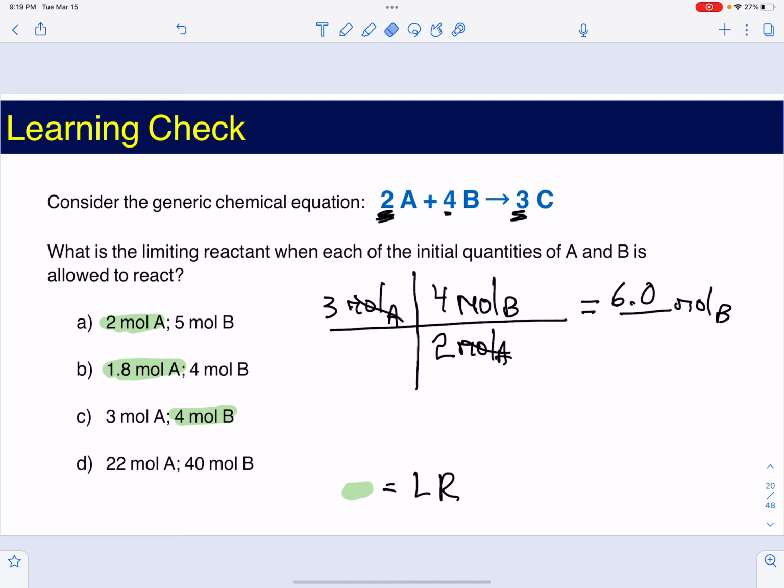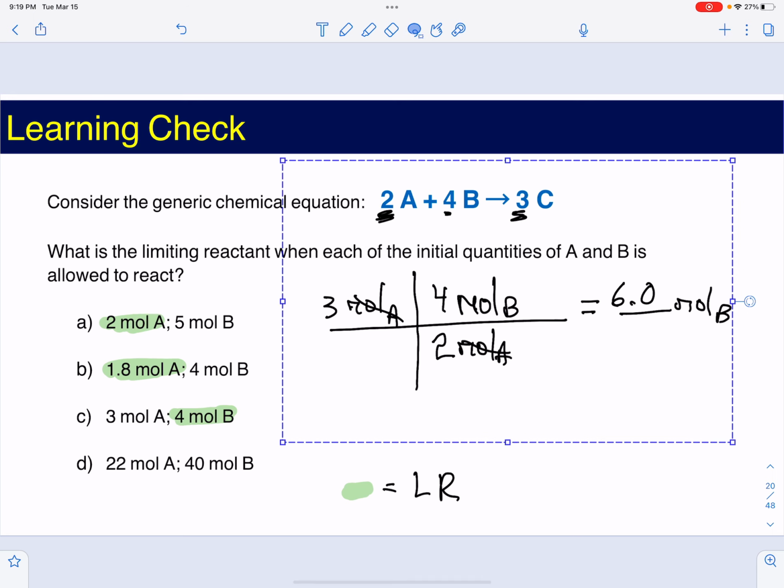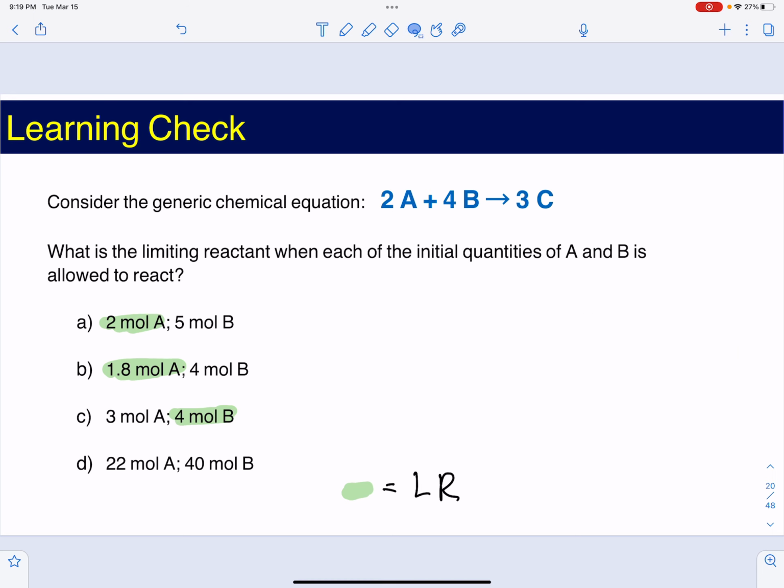So I just showed you 3 different ways to find the limiting reactant. So let's do the last one using the proportion. So if I have 22 of A, I'm going to need double. So from 2 it goes to 4. I'm going to need double of B. So I'm going to need 44 of B. I actually have only 40, so B is going to be short. And that will be my limiting reactant.